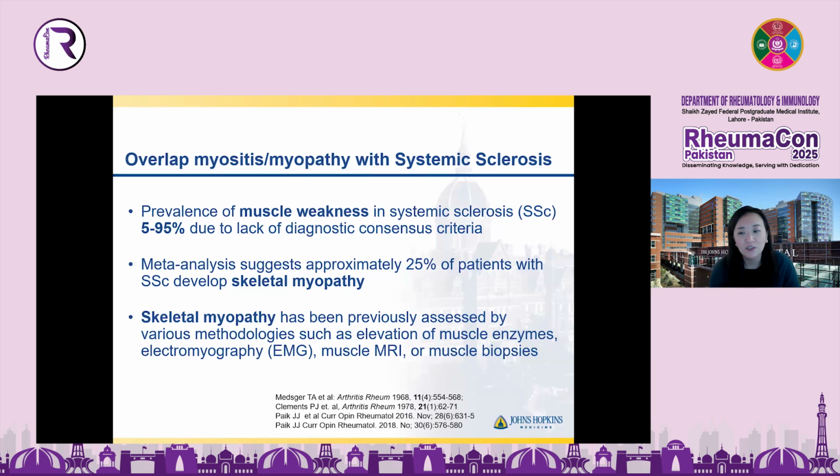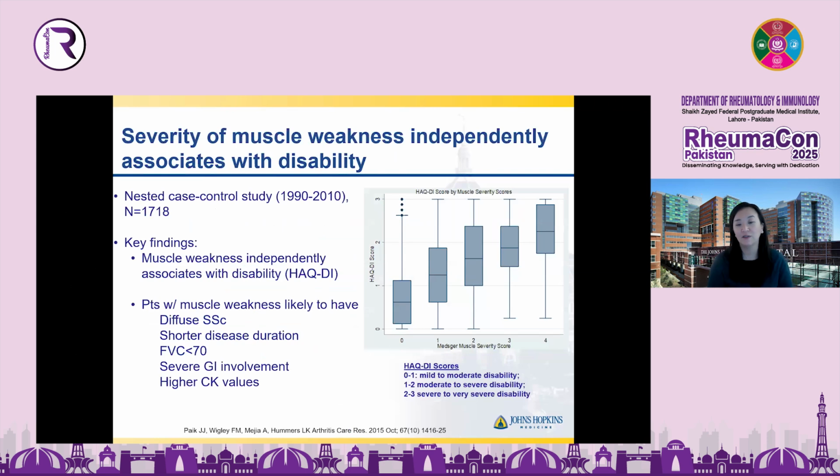We definitely need to come to some type of agreement and consensus in the scleroderma world, or even in the myositis world, in these overlap patients. How are we really going to say that someone has muscle involvement? Is it going to be just muscle enzymes, EMG, muscle MRI, or muscle biopsies? We can have a discussion on that separately later.